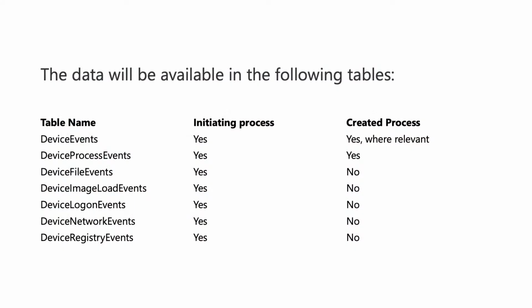What do you mean by 4 when I see 8? Yeah, so 8, like I said, it's 4 multiplied by 2, because sometimes we have both the context of the created process and the initiating process. Oh, okay. I looked at the table names, but that was not even. Okay, now you have in the device events something for initiating process and created process. In device process events, something for initiating process and created process. And then for device file events, device image load events, device logon events, device network events, and device registry events, it doesn't make any sense to have created process, but we have the initiating process in there.